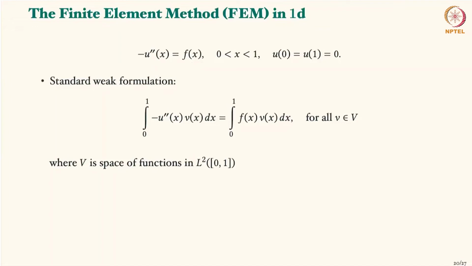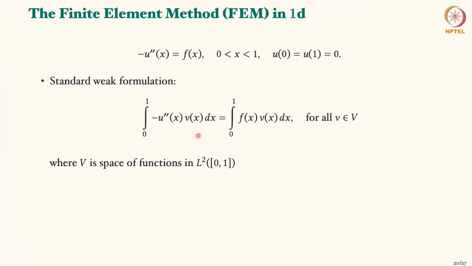To do that, I'm going to convert this. This is called the strong form, the original form of the PDE. I'm going to write it down in so-called weak formulation, which means instead of asking for the equality of the PDE, I'm going to ask for some integrated quantities to be equal. So I integrate both sides.